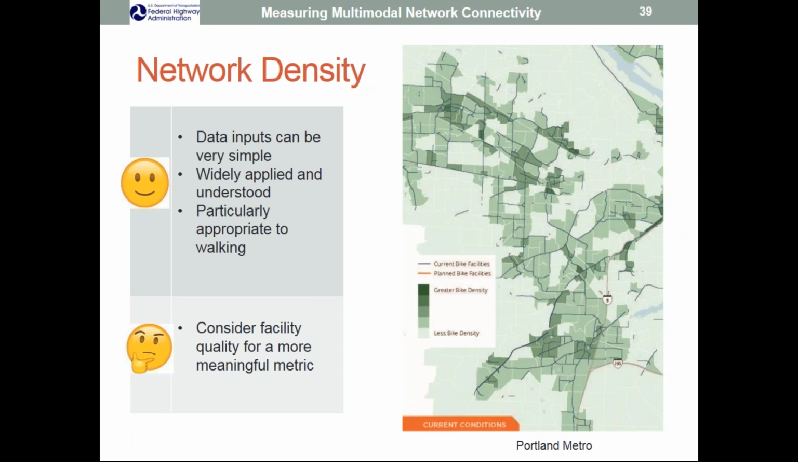So this is network density. As Joe mentioned, it's a form-based measure. It looks at how much, but it doesn't necessarily look at where the people are.